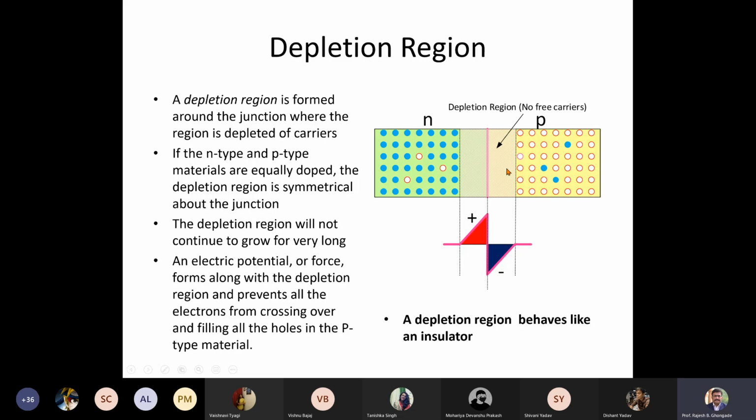Now, as you can see here, a depletion region means there are no electrons here, there are no holes here. It means that the atoms in this region have lost an electron. Are you able to understand this? Atoms in this region have lost electrons. Is that okay with you? And atoms in this region have gained one extra electron, isn't it? And what do we call an atom which has lost an electron?